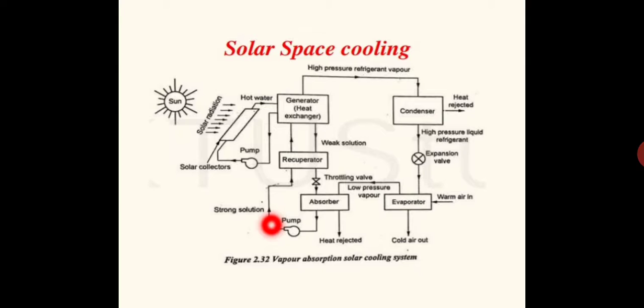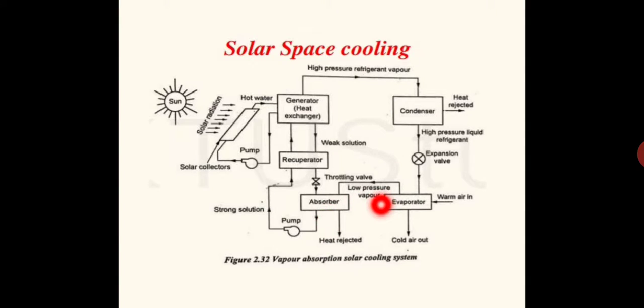Coming to the working, I am not explaining the vapor compression refrigeration system, which you have to study yourself. I will be explaining the vapor absorption system. This is the most commonly used solar space cooling system. So I will be explaining this one. As a starting point, we will start from the absorber. In the absorber tank we will have two liquids. One is the absorbent and the other one is the refrigerant.